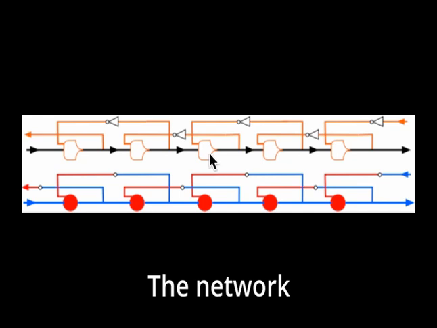Now the olive behavior, which corresponds to the big red dot, will transition its output to red when all of its inputs are red, will transition its output to blue when all of its inputs are blue, and if the inputs are different, it will not transition its output.